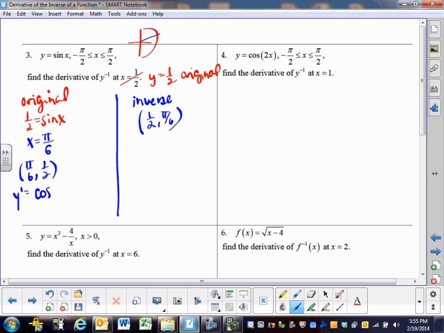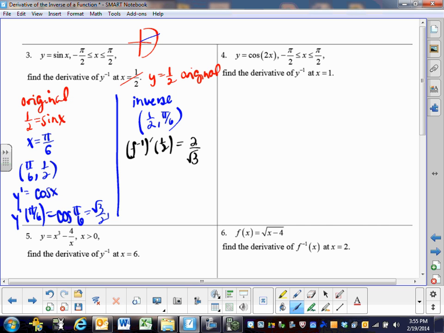At x equals 1/2, well, that should be a good sign right away. If you try to put x equal to 1/2 into this equation, you're going to get sine of 1/2, which makes sense, but it's not something you would be able to do without a calculator. So you've got to remember that that is y equal to 1/2 on the original.